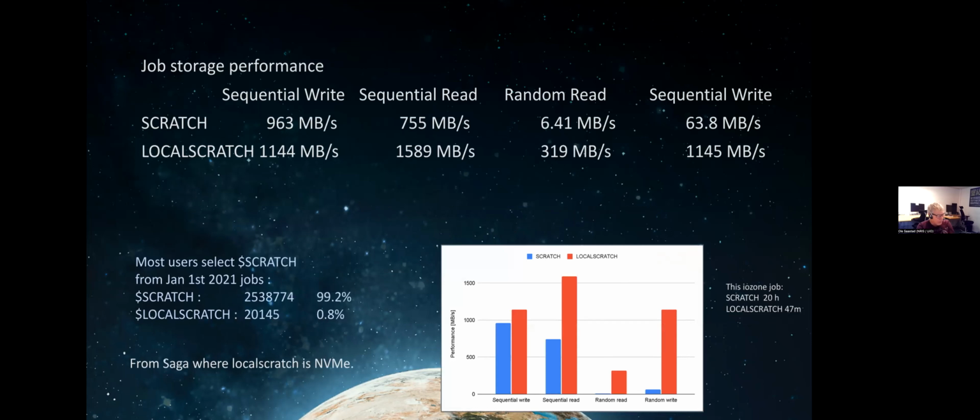Here is the performance. You can see for random read, it's really, really bad. And you can see all the sequential read and random read and sequential write and so on. But I must say here that I have a very, very big file. I took the times I ran this IOzone job on Scratch, which is a parallel file system. It took 20 hours. If I'm using local Scratch, it took 47 minutes.